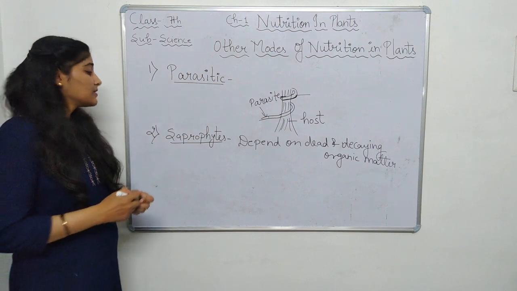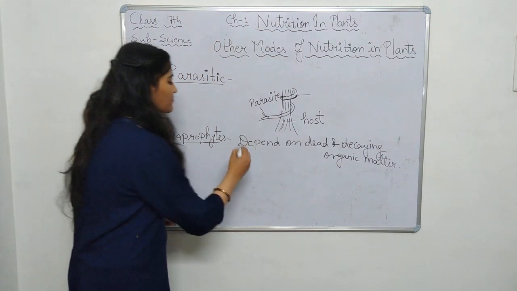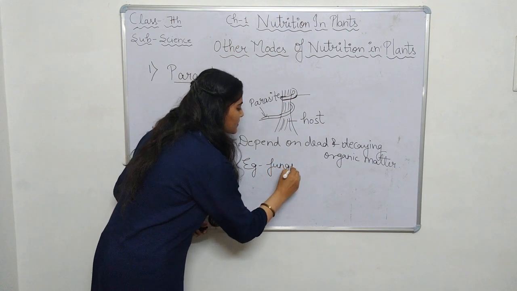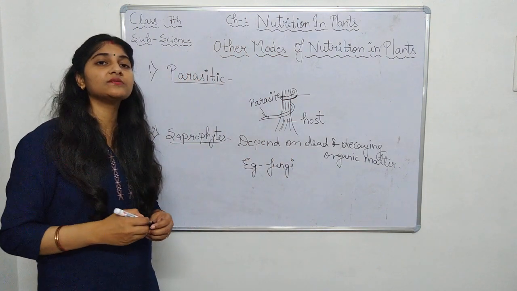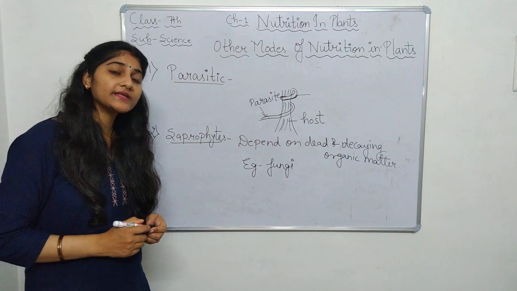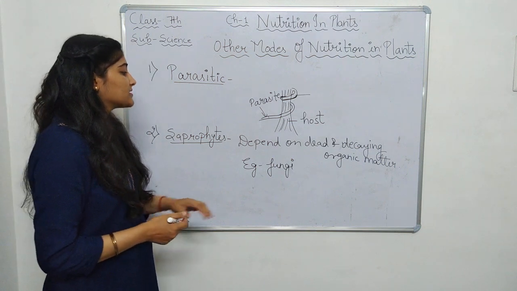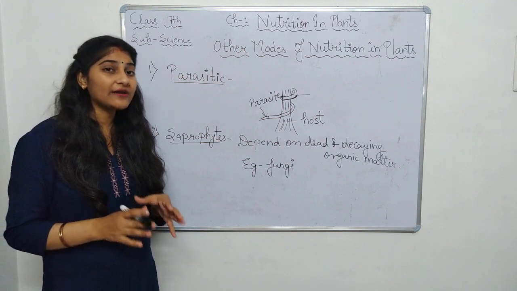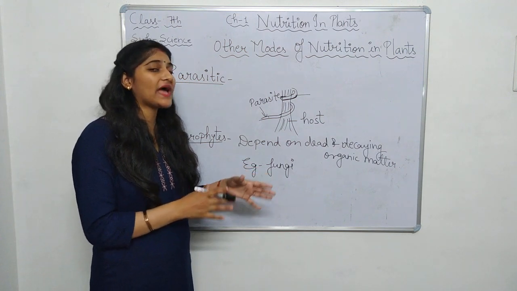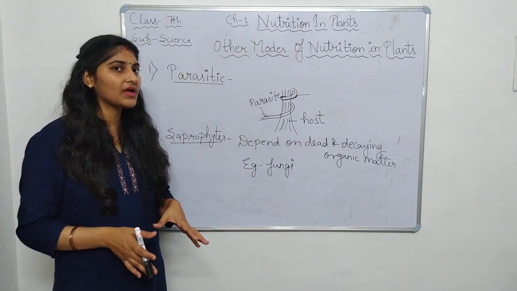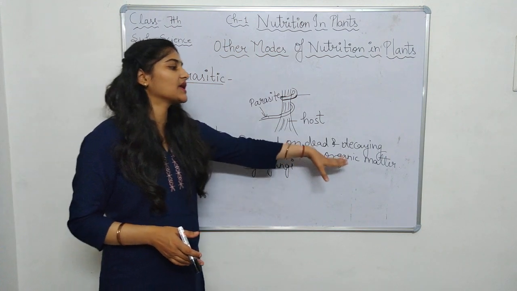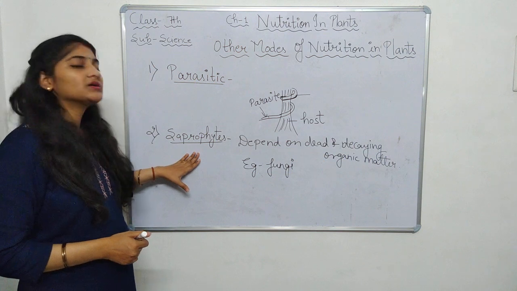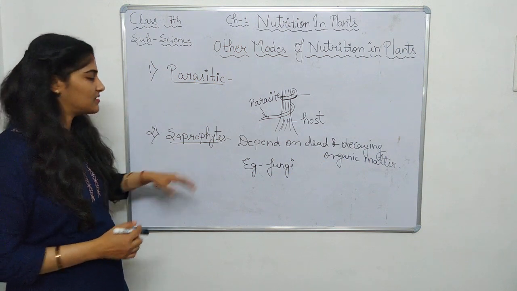Okay. Here, as I have given you the example of fungi, you must have seen mushrooms. It is a kind of fungi. It is a fungus which is white in color. That means they also don't have chlorophyll present in them. Hence, they depend on dead and decaying organic matter to take their nutrition. So, saprophyte, I hope, is clear.